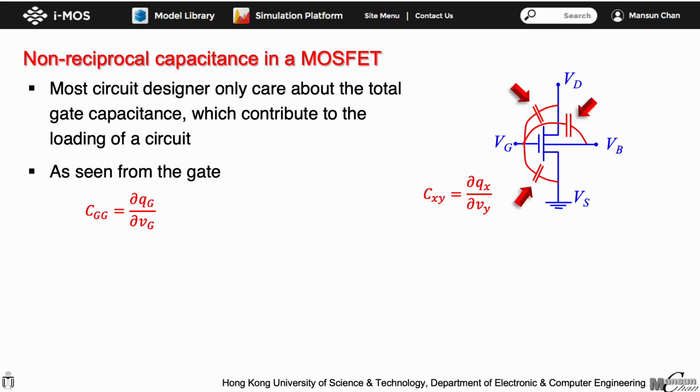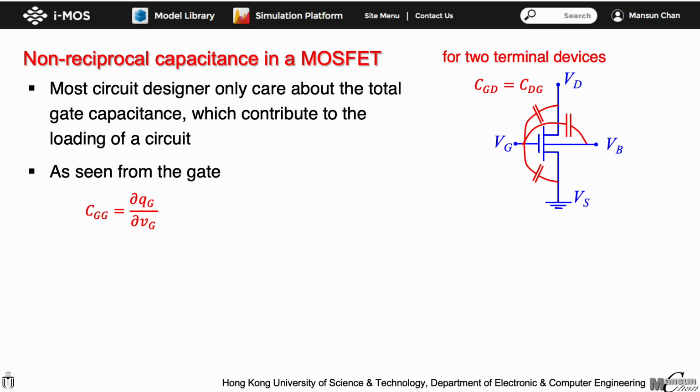In that case, what do the three capacitors drawn in red represent? Let's take the capacitor between the gate and drain as an example. It may represent the change of part of the gate charge with respect to the change of Vd. In that case, we can write it as CGD. Or it can also represent the change of drain charge with respect to the change of gate voltage. In this case, we can write it as CDG.